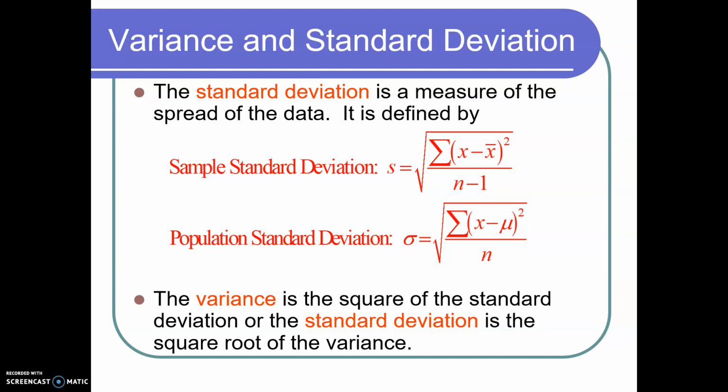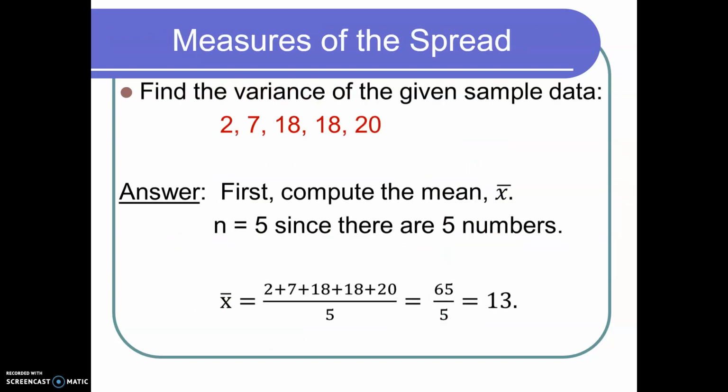Now let's look at this example. Find the variance of this set. We have 2, 7, 18, 18, 20. First, we need to compute the mean, x bar. So we add those 5 numbers divided by 5, we got 13. So 13 is the mean, or the x bar.